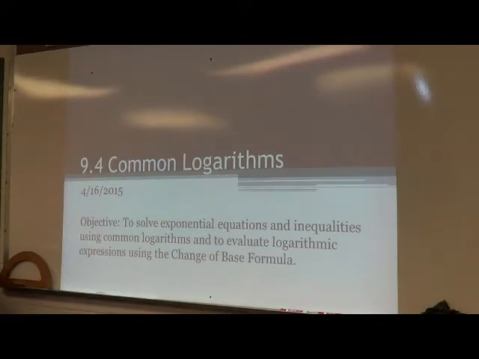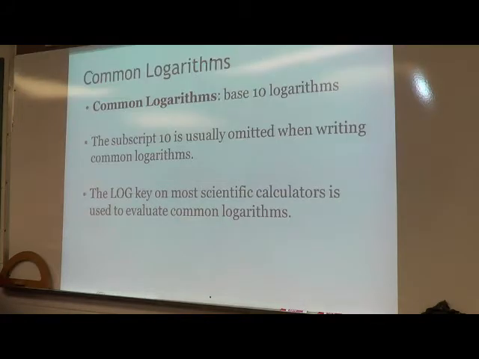So just a few definitions and explanations here. We're going to look at common logarithms, or just logarithms in base 10. So anything, log base 10 of 5, log base 10 of 100, doesn't matter what it is, it's always log base 10. The subscript 10 is usually omitted when writing common logarithms. You don't have to write it. If you just say log of 5, that really means log base 10 of 5.